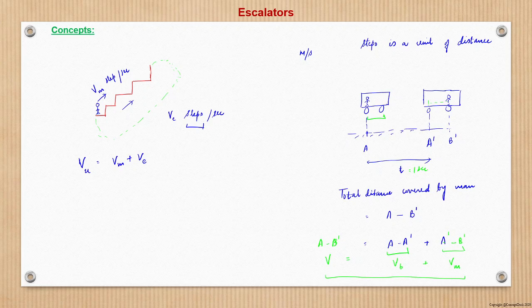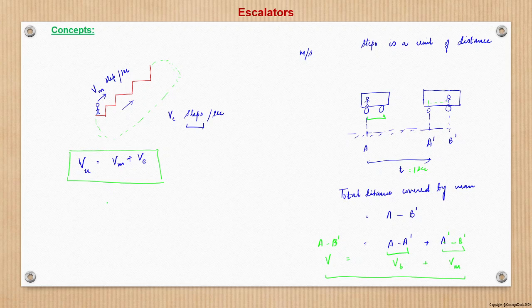Those of you who did not get this may refer to our discussion on relative motion and on rivers and streams and boats. Therein we have contrasted these two concepts of relative motion and motion on a boat or motion on an escalator, right? So here we can say that the effective speed of the man is nothing but the speed of the man plus the speed of the escalator, right? So this is the important relation.